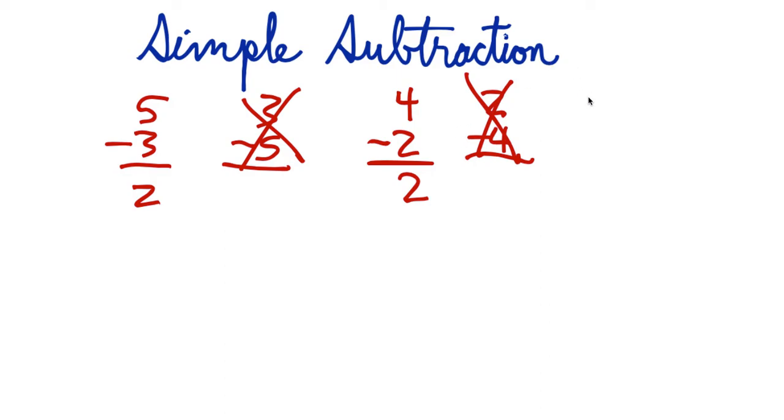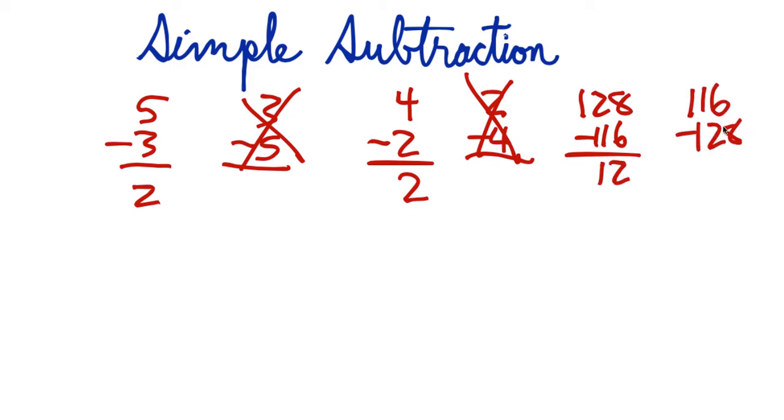Let's give you another example. Let's do 128 minus 116. That's simple subtraction. I think the answer there would be 12. But if I did 116 up top minus 128, that's not simple subtraction. So we're not going to do that.